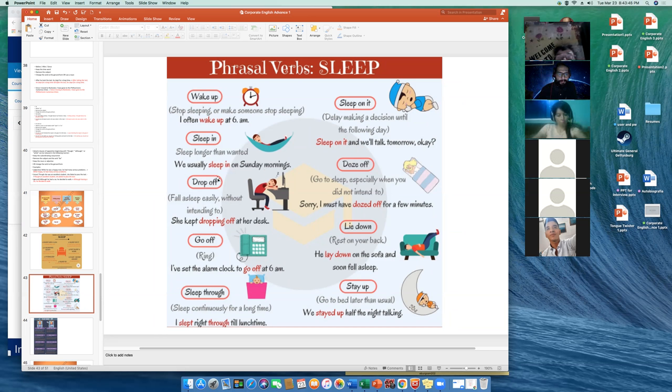Drop off. Go off. This has to do with the alarm. What happened? My alarm didn't go off. Or my alarm went off a little bit later. Sleep through. I slept right through till lunchtime. So you can say something like that. I slept through. Sleep on it. Doze off. Lie down and stay up. These are phrasal verbs with sleep.